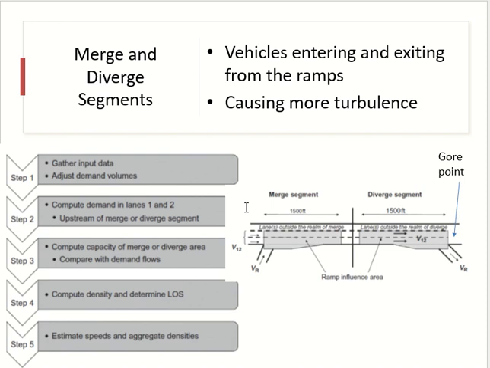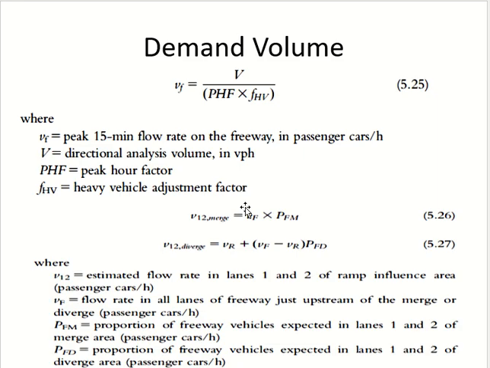Now the interesting thing here is that after you find out density, you find out speed afterwards. So speed calculation is not similar to what we have done for the basic freeway segment. So that's why it's different. In the basic freeway, we were finding speed and then density and level of service. Here it is reverse. Okay, why it is reverse, we will see.